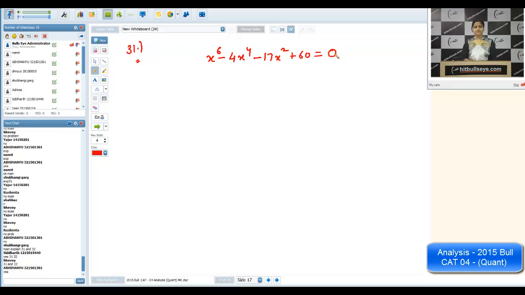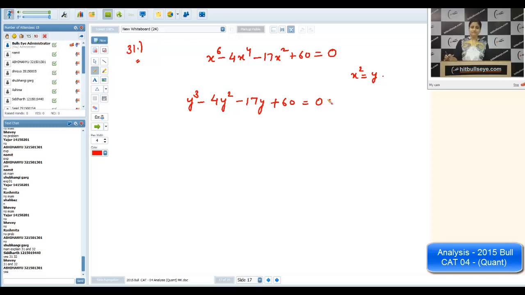See, of course, it is not possible to calculate an equation of degree 6. But as you can see, x^5 is missing, x cube is missing, x is missing. So I can consider x square as y. It will become y cube minus 4y square minus 17y plus 60 is equal to 0. Now, we want to solve this cubic equation. We can go by hit and try.